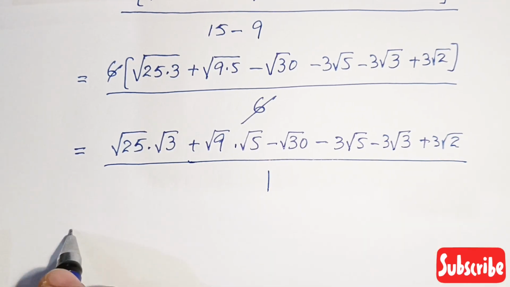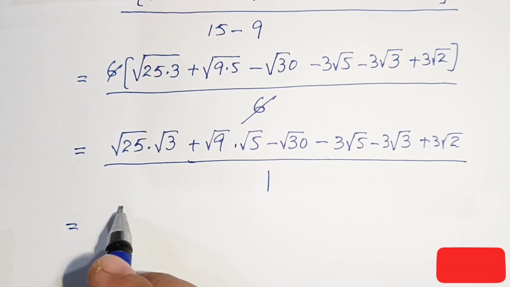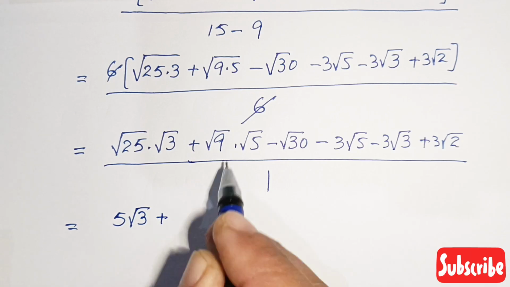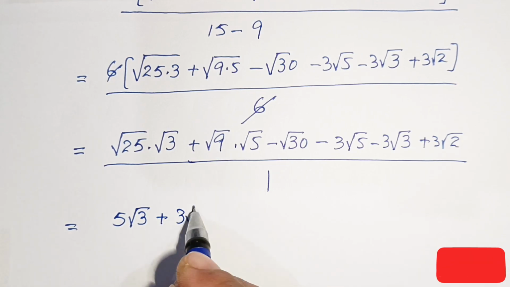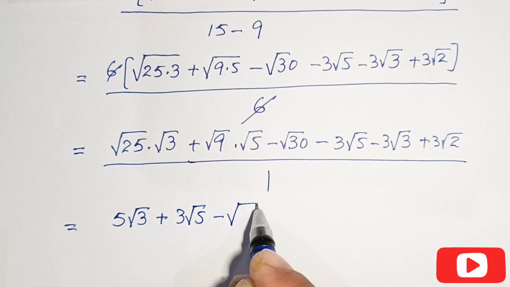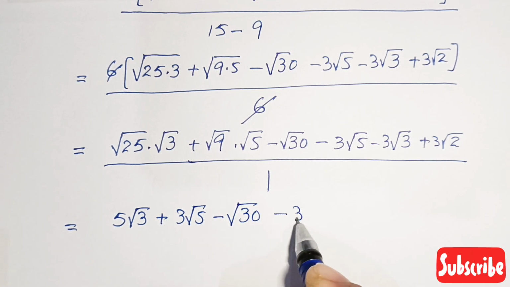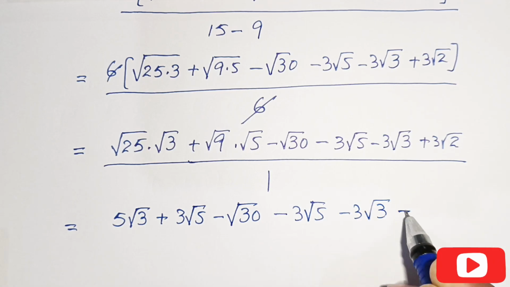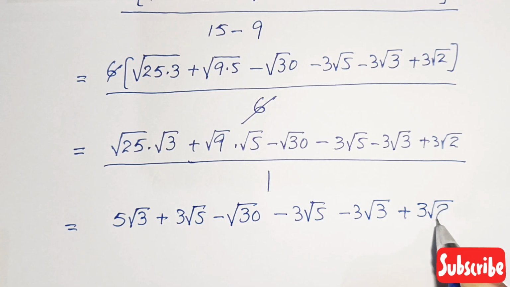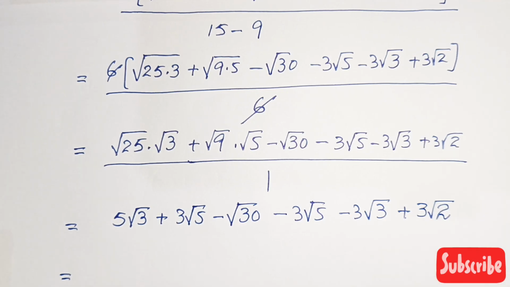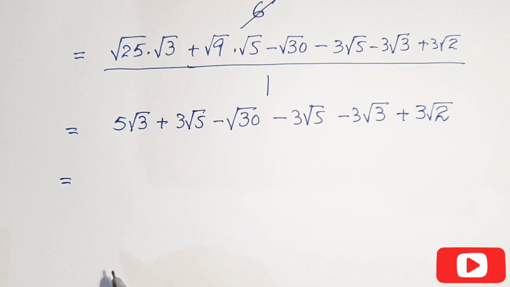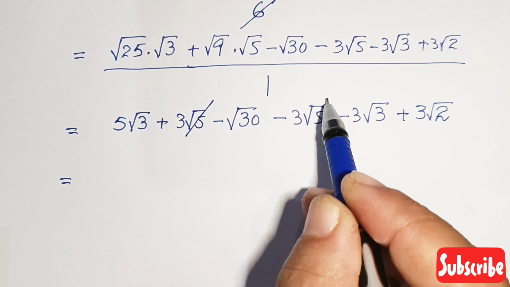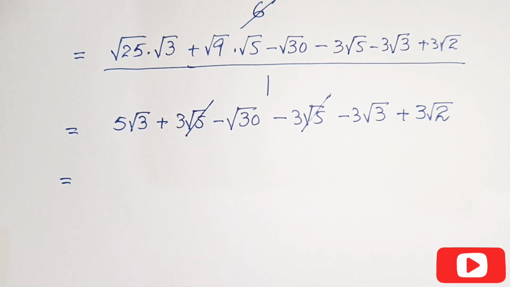So now our next step is square root of 25 is 5 times square root of 3 plus square root of 9 is 3 times square root of 5 minus square root of 30 minus 3 times square root of 5 and minus 3 times square root of 3 plus 3 times square root of 2. Now we see that this 3 times square root of 5 and minus 3 times square root of 5 can be cancelled.